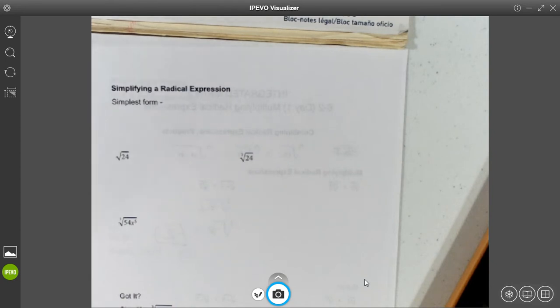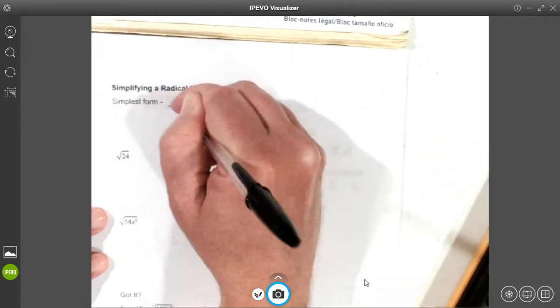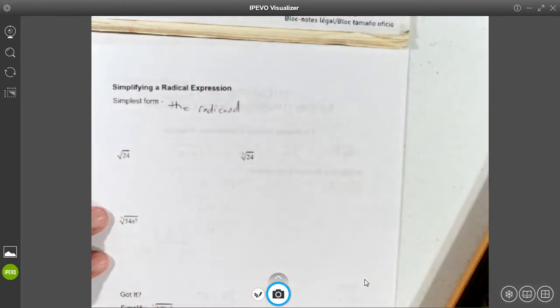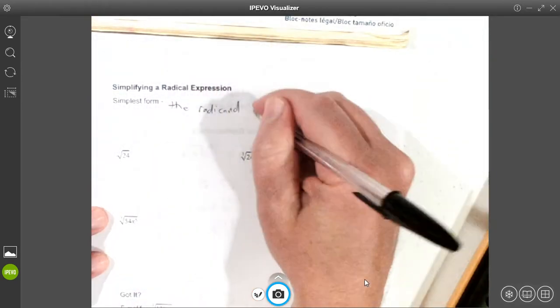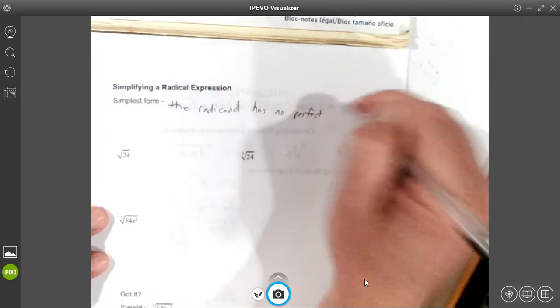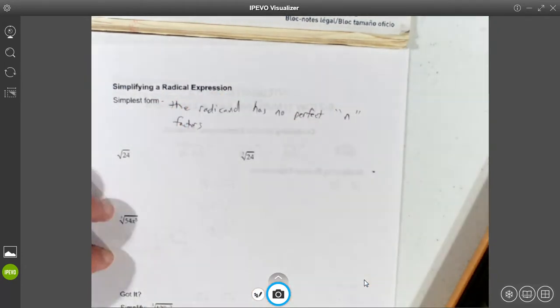Now I want to look at how I simplify. What does it mean to simplify a radical expression? A radical expression is in simplest form if the radicand, and remember that the radicand is the number underneath the radical symbol, has no perfect n factors. I'll talk about what I mean here in just a little bit as I go through this.